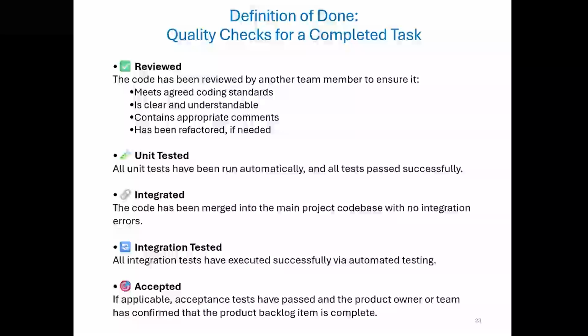So this checklist becomes a kind of quality gate. Unless all these steps are done, the task isn't really finished. That keeps the product stable and helps the team build trust with the stakeholders. Everyone knows that if a feature is marked done, it's really done.